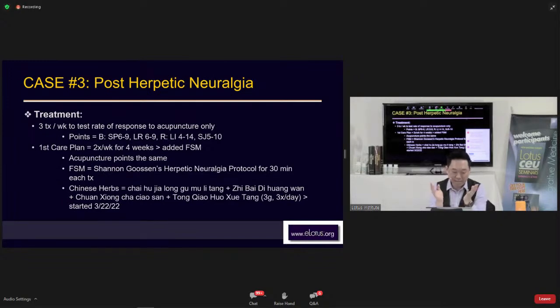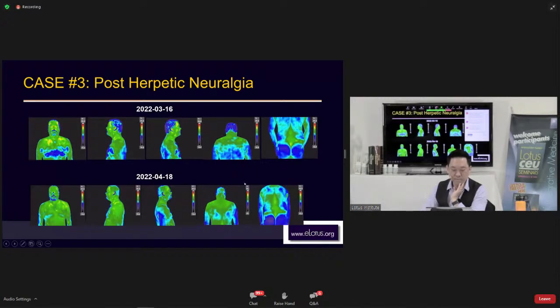Acupuncture points the same. And we added, Shannon has a hepatic neuralgia protocol, and we did that for 30 minutes. And the Chinese herbs that we used were 柴胡加龙骨牡蛎汤 plus 知柏地黄丸、川芎茶调散、通窍活血汤, 3 grams each time, 3 times per day. Sorry. We started this March 22. So this was March 16th.